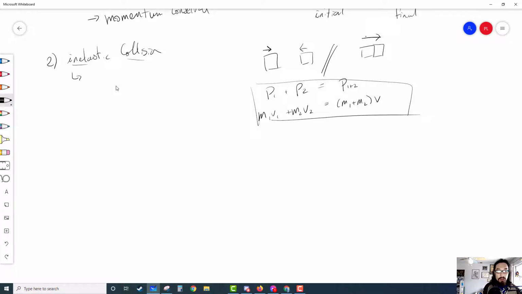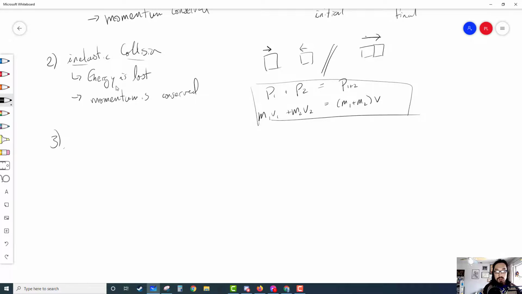All right, now important things. Inelastic: anytime energy is lost, that means that energy is not conserved. Anytime energy is lost, you have an inelastic situation. But the important thing is that momentum is always conserved. Okay, momentum is always conserved.